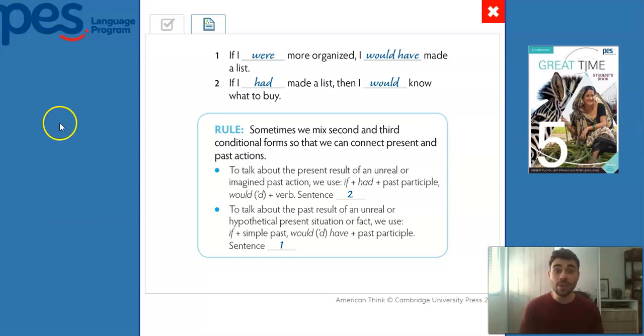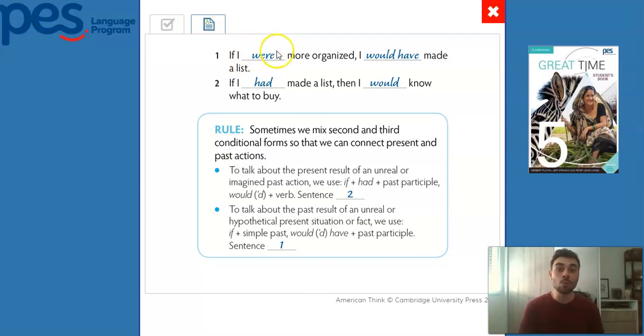Number 2, because here we have if, had, made, which is the past participle of the verb make, and then in the second part we have would and the verb in the infinitive, right? Just like in this one. And the second concept says that to talk about the past result of an unreal or hypothetical present situation or fact, we use if plus simple past, would have plus past participle. And this is sentence number 1. If we go back there, we can check all of these structures.